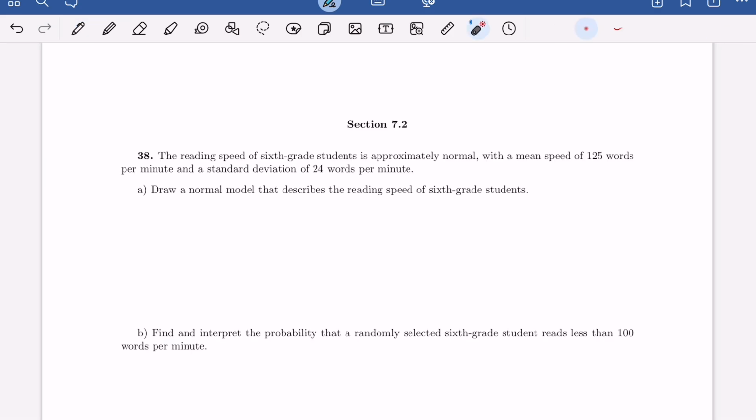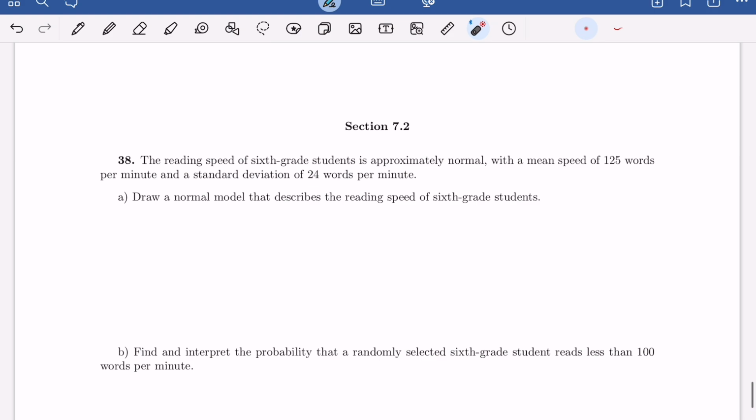Now for section 7.2, we're looking at applications of the normal distribution. For question 38 here, we're told that the reading speed of sixth grade students is approximately normal with mean speed of 125 words per minute and a standard deviation of 24 words per minute. For part A, we want to draw a normal model that describes the reading speed of sixth grade students. Okay, so let's do that here.